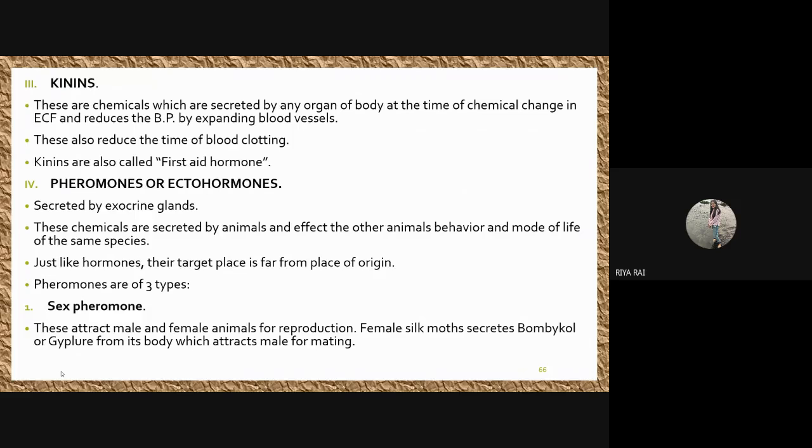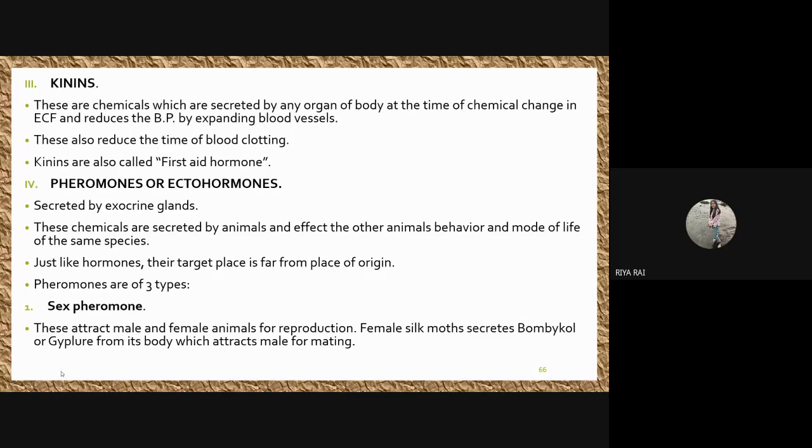Pheromones or ectohormones are secreted by the exocrine gland, and these chemicals are secreted by animals and affect the other animal behavior and mode of life of the same species. Means it will be secreted by one animal, but it will affect another animal of the same species. Just like the hormones, their target place is far from the place of origin, as we have discussed in the endocrine gland, that is, it is secreted by one gland, but it will act on some other site.